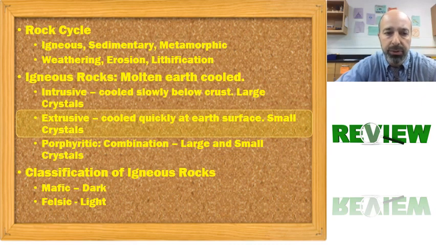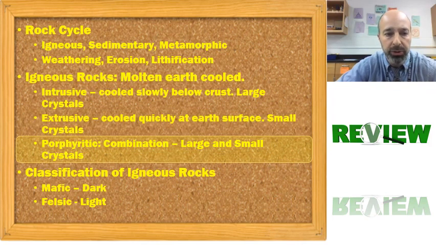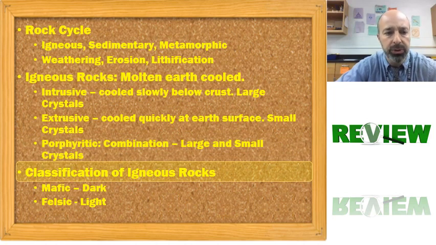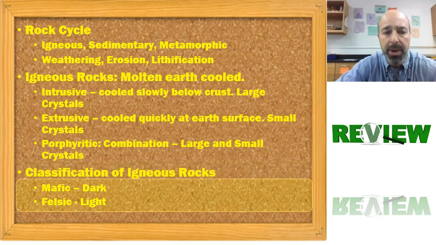There are extrusive rocks, which are cooled quickly at Earth's surface and have small crystals. And there are the sort of in-between guys that are porphyritic that have a combination of large and small crystals. We also learned to classify igneous rocks based on what they are made out of, which include mafic, which is dark-colored materials, and felsic, which are light-colored materials. Be ready to identify these guys in class, and I'll see you then.